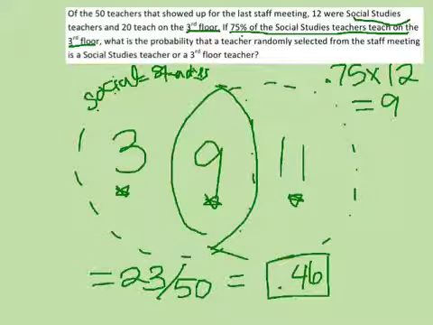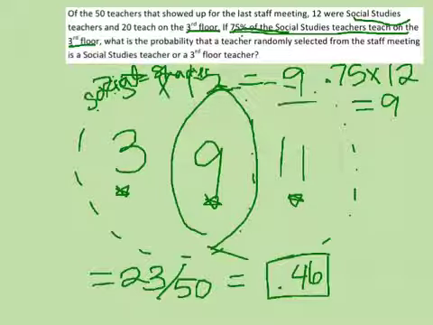Alright, now some people get confused by the Venn diagram, and some people get confused by what I'm about to tell you. So just choose whichever way makes the most sense. So if we want to get rid of the whole Venn diagram thing altogether, we can say we still start with the overlap. What would be the overlap? So 0.75 times the number of social studies teachers is still 9.